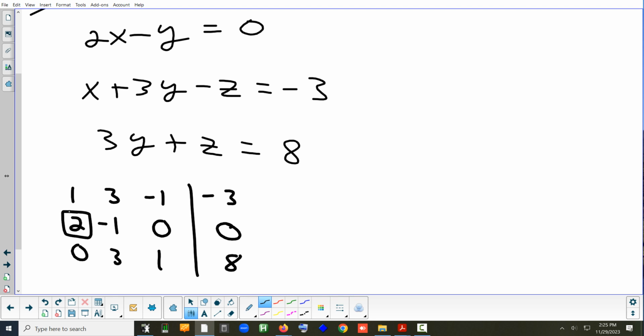Okay. So what can you multiply row 1 by? -2. Yep. So do -2 times the first row. We're going to add it to the second row. And that's going to replace what's in what row? Second row.